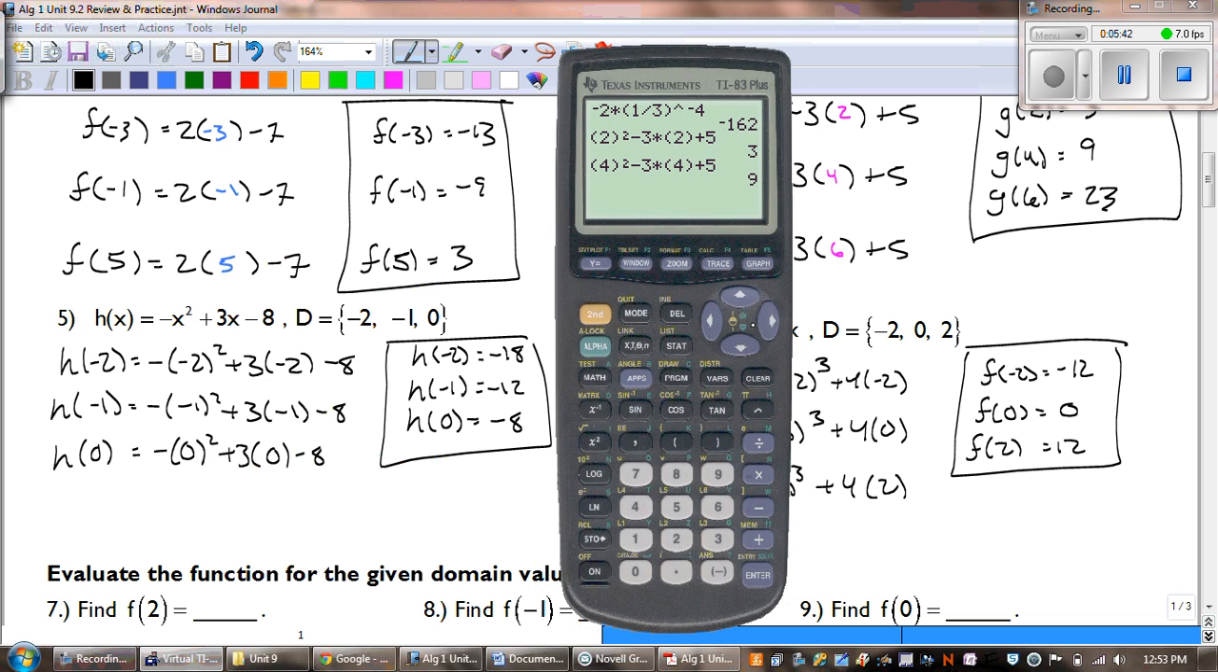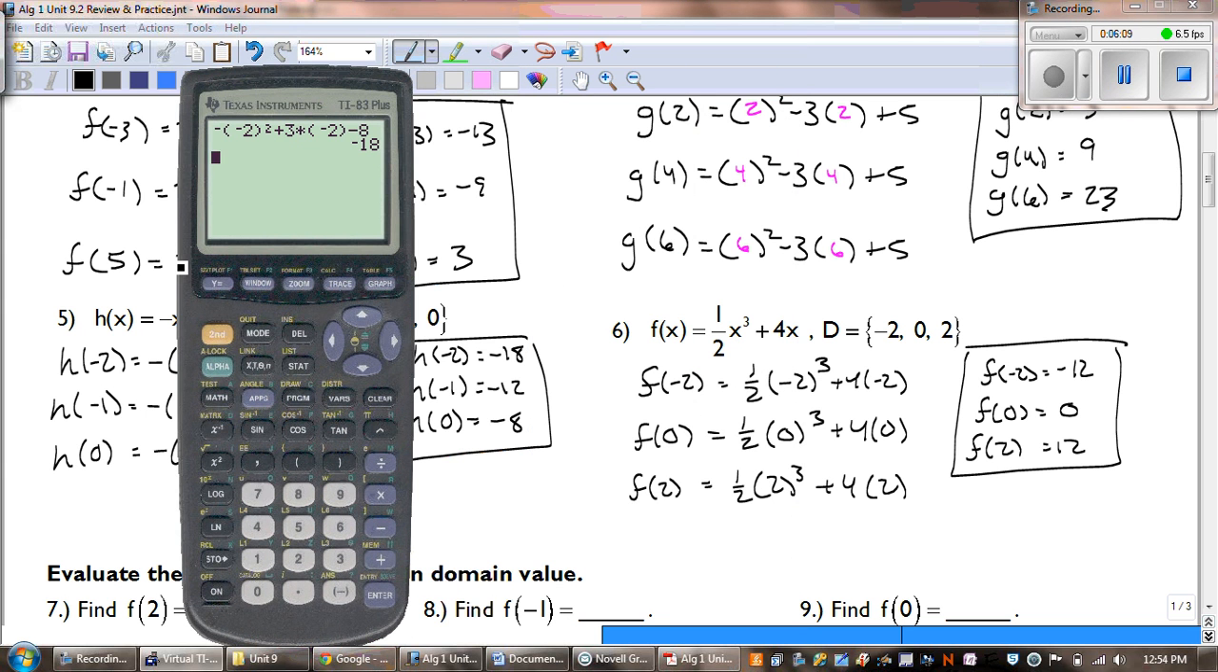Now I'll go through how you should have plugged in number 5. Because see that negative sign on the outside, you should have the negative and then in parentheses the negative 2 squared plus 3, excuse me, times negative 2 minus 8. And you get negative 18, so you have to be very careful with your signs. And I'll do the same thing for 6, okay?